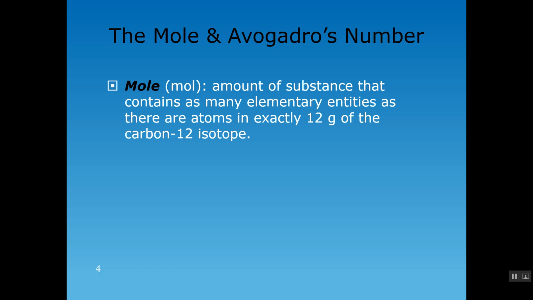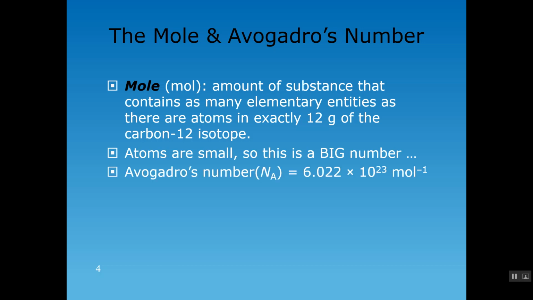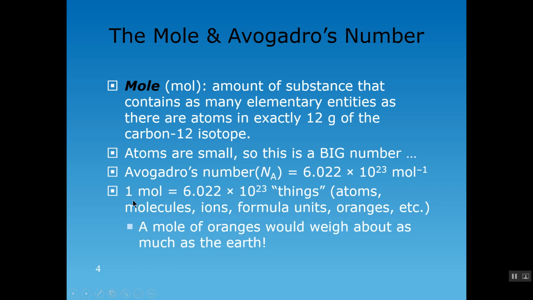And it turns out that the number of carbon atoms present in 12 grams of carbon-12 is a very large number. And that number is Avogadro's number, which is given right here. It is 6.02 times 10 to the 23 per mole, or mole to the minus 1, right? So basically, the relationship between the mole and Avogadro's number is 1 mole of any substance contains Avogadro's number of particles. And those particles could be atoms, could be molecules, it could be ions. It all depends on what we're referring to. All right. So 1 mole is equal to 6.02 times 10 to the 23 things.